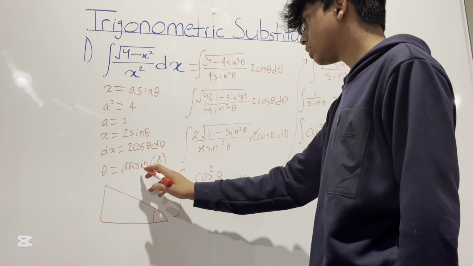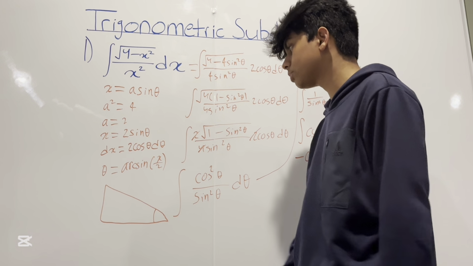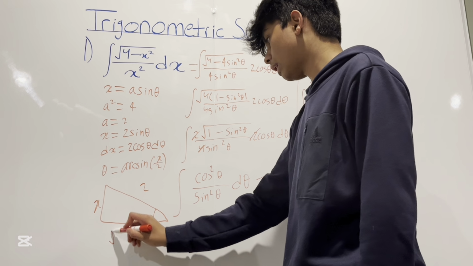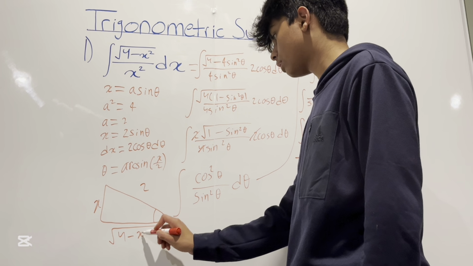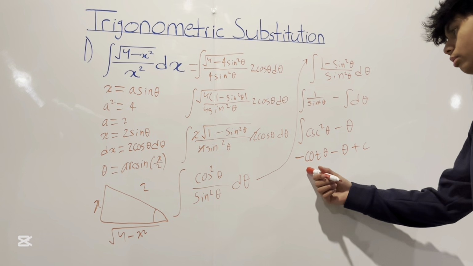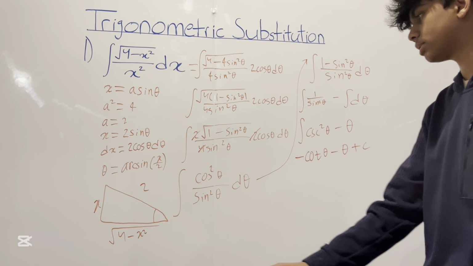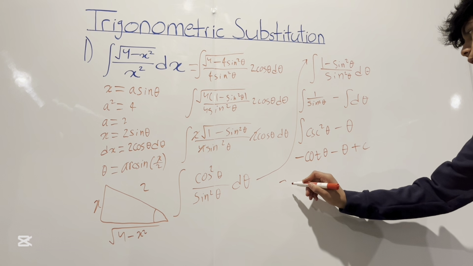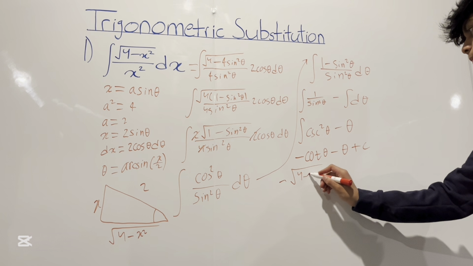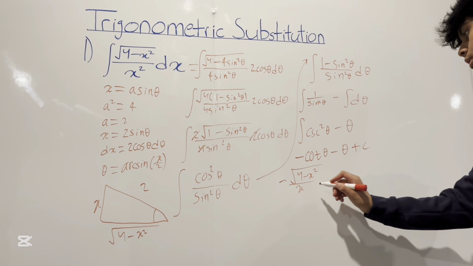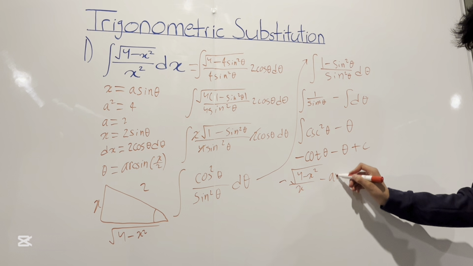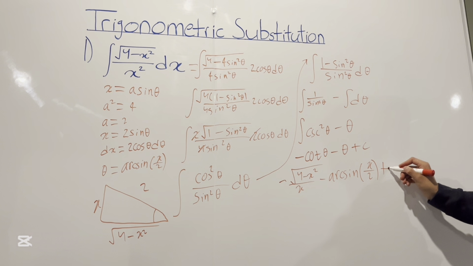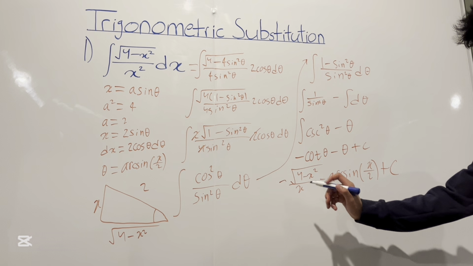Now, arc sine x over 2. Sine is opposite over hypotenuse. So opposite is x and the hypotenuse is 2. And this side is just going to be the square root of 4 minus x squared. And we need to solve for cotangent. Cotangent is adjacent over opposite. So adjacent over opposite is going to equal negative square root 4 minus x squared divided by x, minus theta, which is equal to arc sine x over 2, plus c. And this is our final answer.